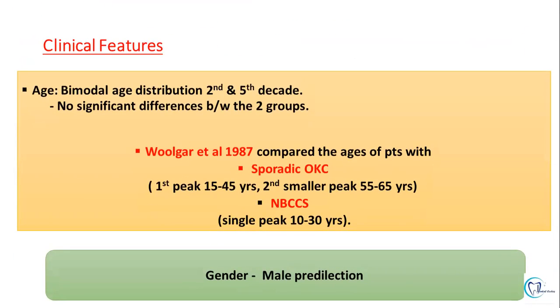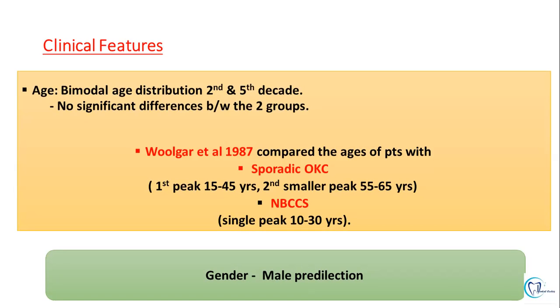Now, starting with the clinical features, when we talk about the age of presentation, odontogenic keratocyst shows bimodal age presentation, which we have already discussed when we discussed the lymphoma. Lymphoma also shows bimodal age presentation. There were two peaks in cases of OKC, one in the second decade, another in the fifth decade. But when we compare the syndromic with the non-syndromic cases, the non-syndromic cases will show two peaks. First peak in the second decade and the second peak in the fifth decade. Whereas the syndromic cases, a single peak will be there in the age group of 10 to 30 years.